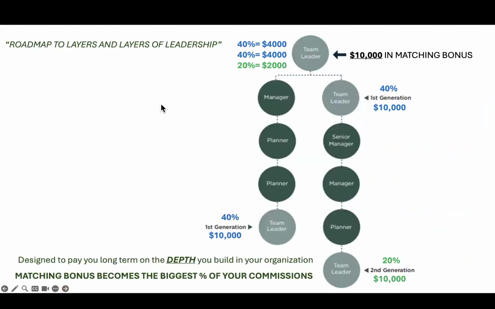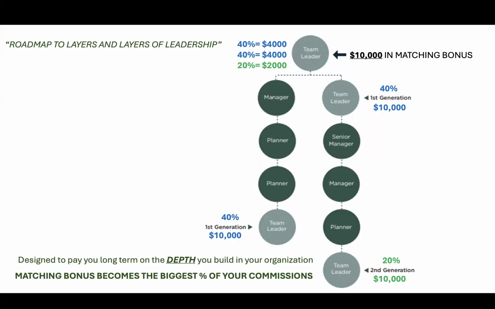This is literally a roadmap to layers and layers of leadership. This is designed to pay you long term on the depth of your business, on all your legs. Matching bonus becomes the biggest part of your commission. My matching bonus commission is the biggest portion of my income right now. And this is what becomes the long-term residual income where you set it and forget it and you get paid. Why? Because think about it.